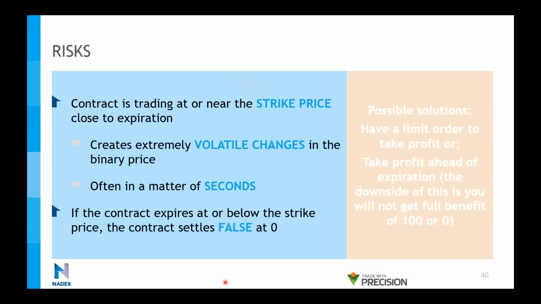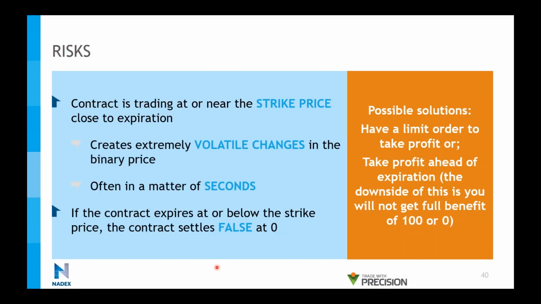Understanding risks of binary options. Contract is trading at or near the strike price close to expiration. And this once again creates an extremely volatile change in binary price. Remember, that was the scenario where price actually starts to really fast move from 30 to 70, for example. And this is really often a matter of seconds.